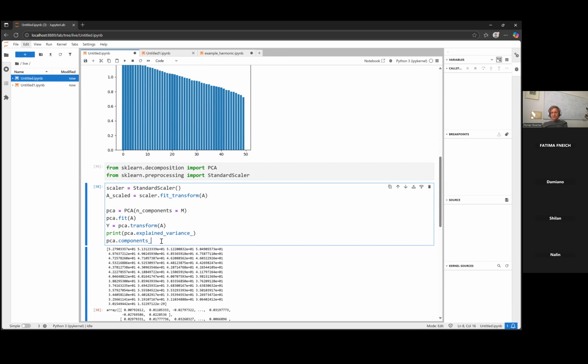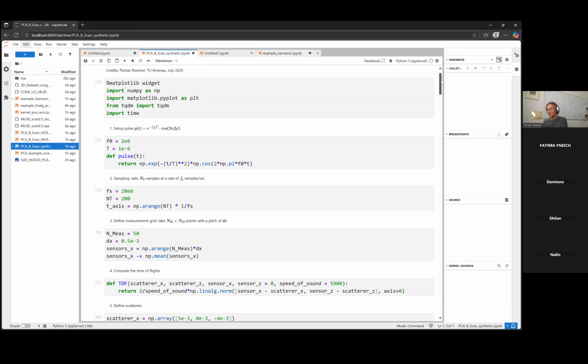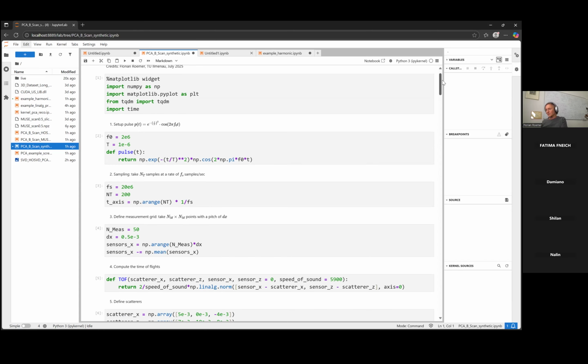Okay, time's already quite advanced. I want to show you some real examples. But to speed up things, I'm going to stop doing live programming now and just use the examples that I prepared. The first one I prepared is a synthetic B-scan. In fact, this was taken from a GPR example that I did, but it applies just like that also to ultrasound.